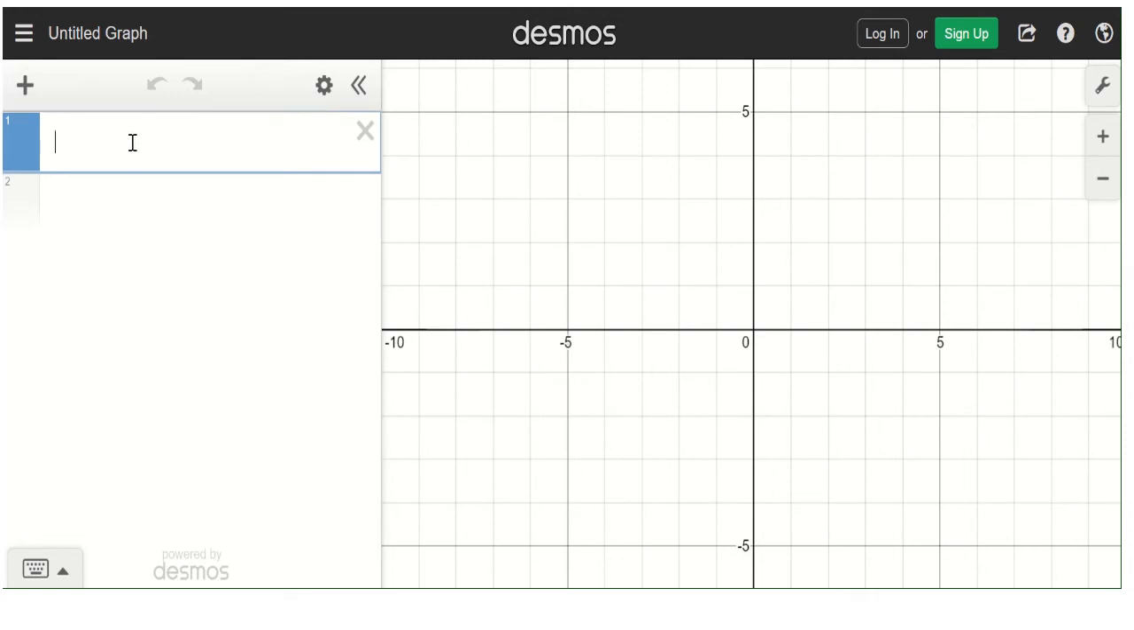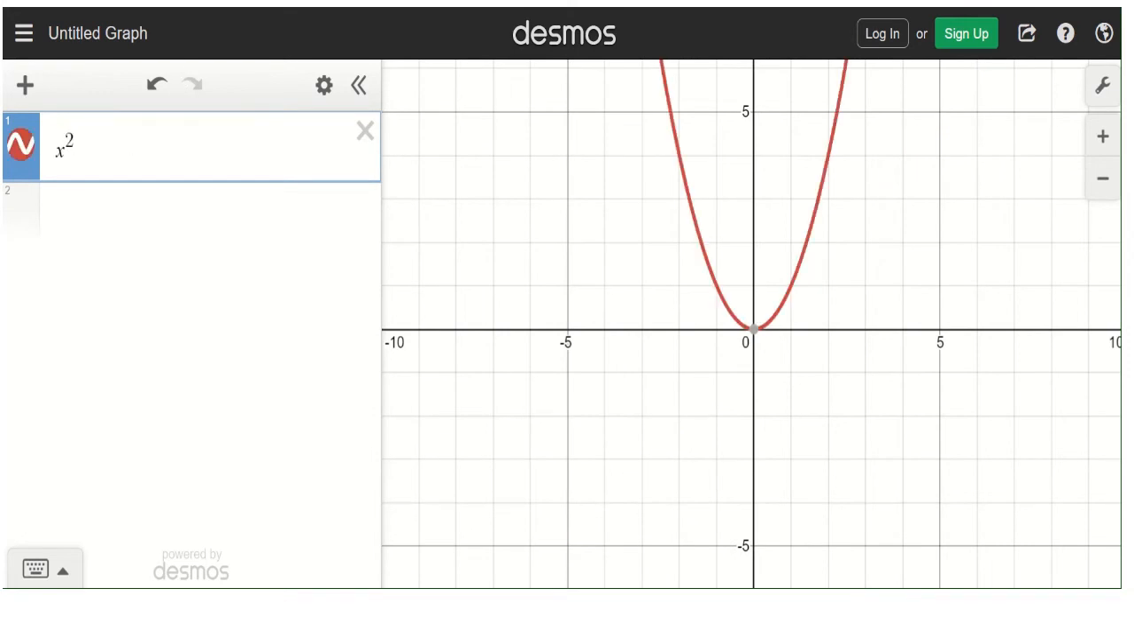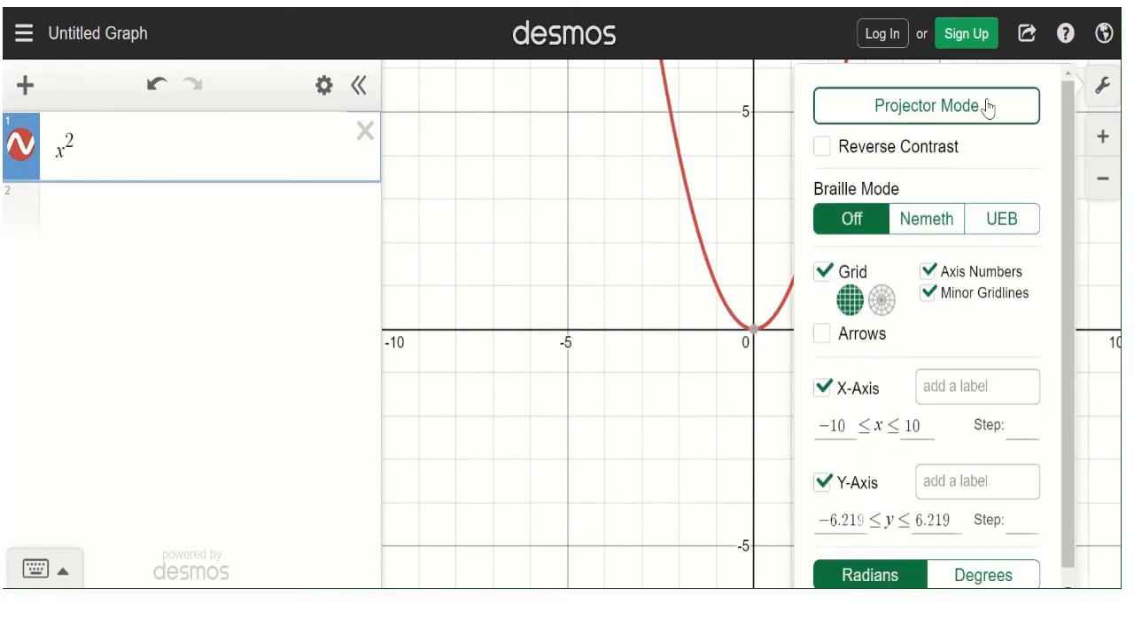So let's just start out here. I'm just going to type in, so remember, quadratics have x squared. So I'm just going to type in x squared. And we'll make this look a little bit bigger.